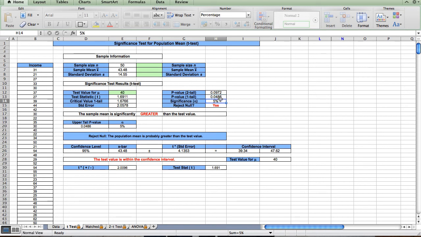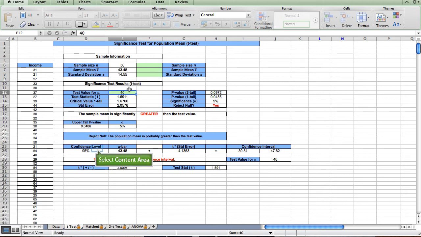Since my alternative hypothesis was one-tailed, that is, mu is greater than 40,000, my one-tailed p-value of 0.0486 is statistically significant at the 5% level of significance. So I would be able to reject the null hypothesis that mu equals 40,000 in favor of the upper-tailed alternative, mu is greater than 40,000. So I would reject the null. The population mean mu is probably greater than the test value, which again was 40,000.